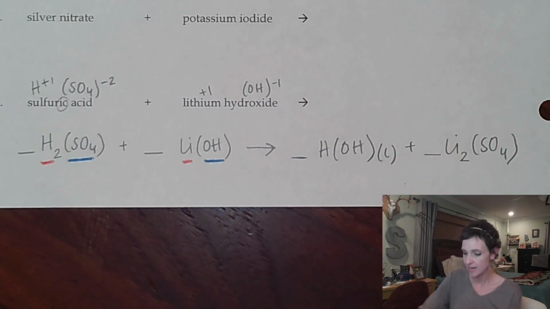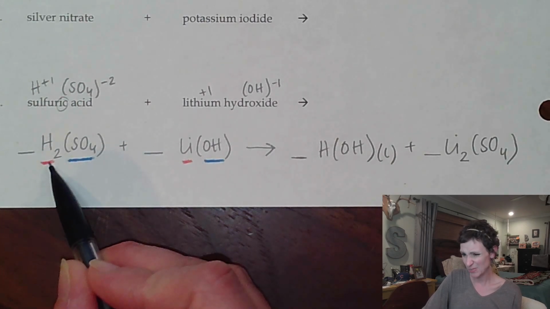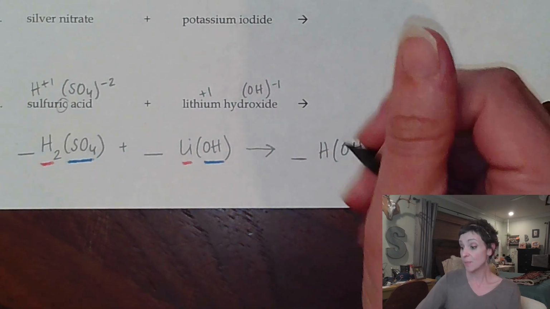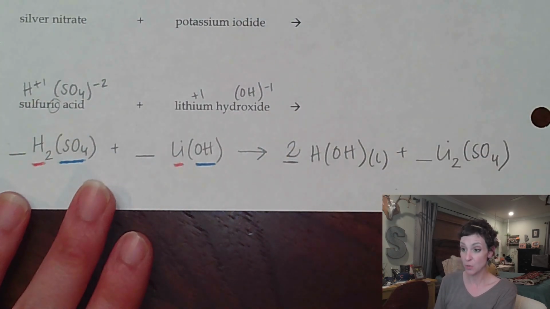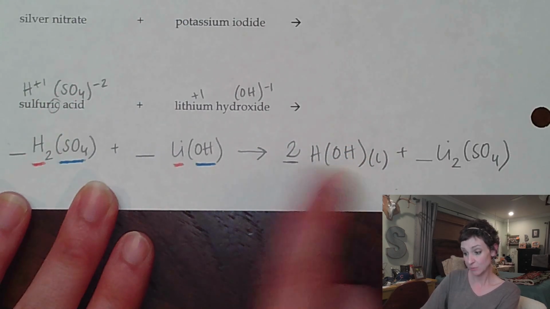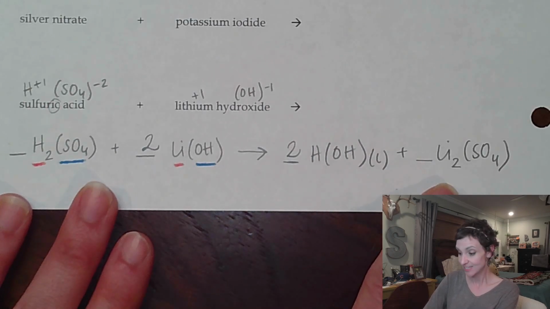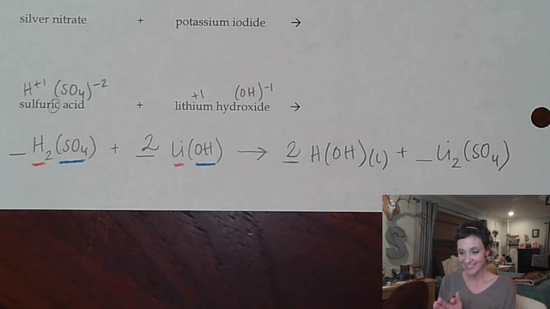I am super excited. So balancing, I'm looking at my hydrogens outside of OH. I've got 2 of them on the reactant side. So how about I put a 2 in front of my HOH water? That gives me 2 hydroxides. How about I put a 2 in front of lithium hydroxide? That gives me 2 lithiums, and we have 2 over there. So we look balanced. Great stuff.